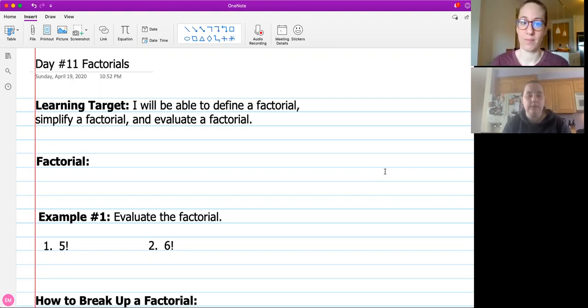By the end of this, you should hopefully be able to define a factorial, simplify a factorial, and just evaluate a factorial. So yeah, let's just jump right in. So a factorial is just an integer.